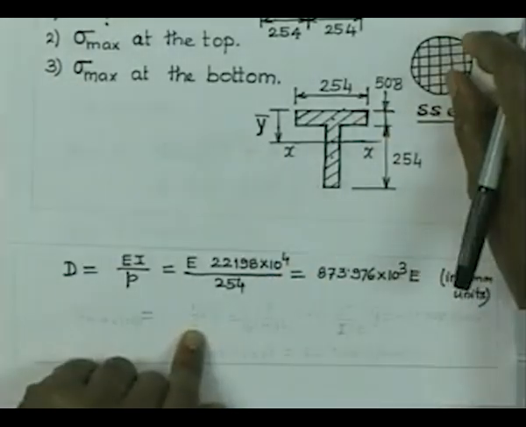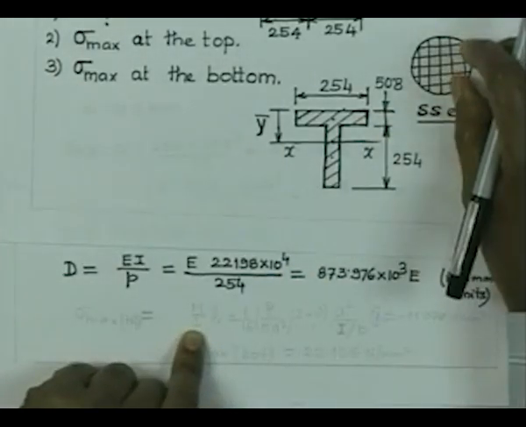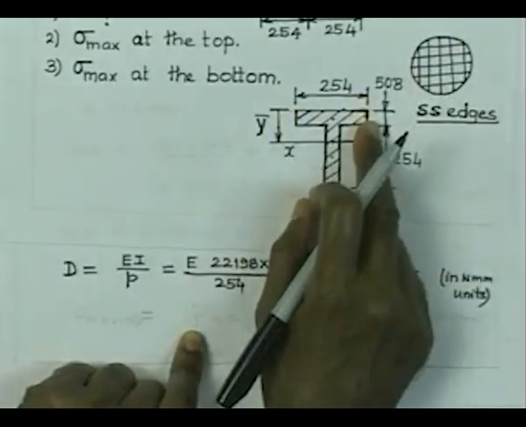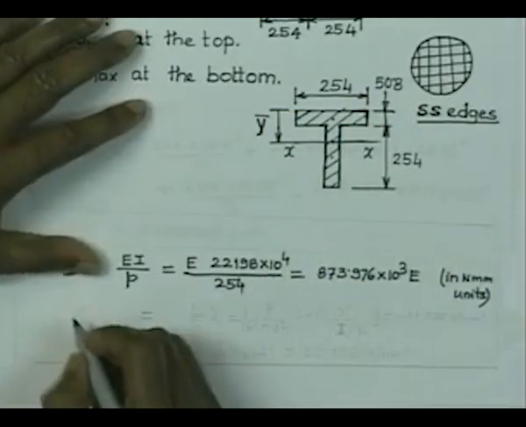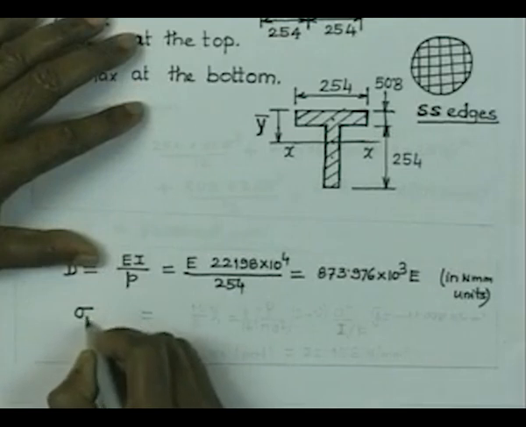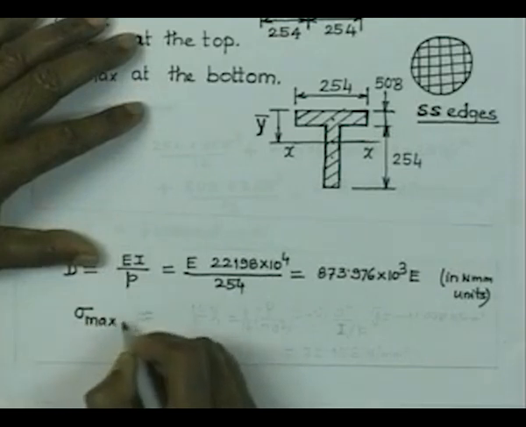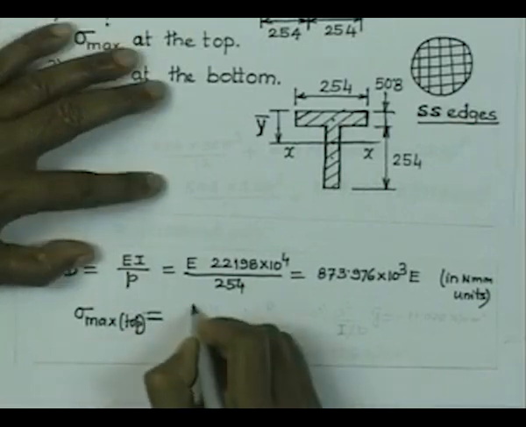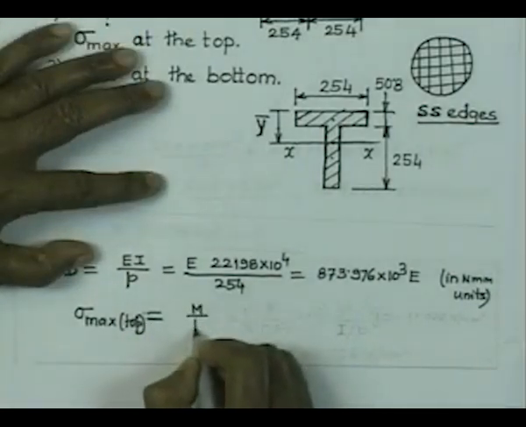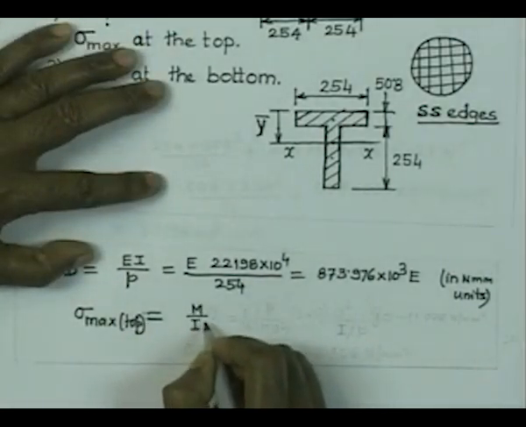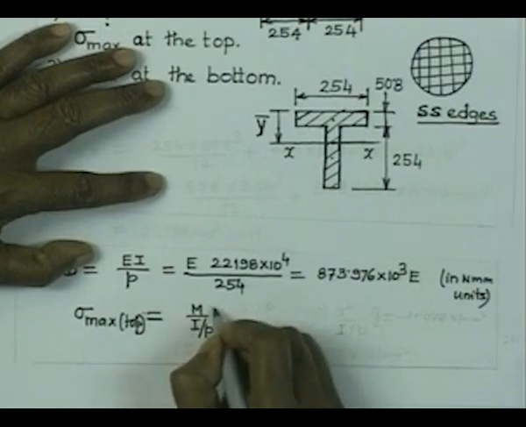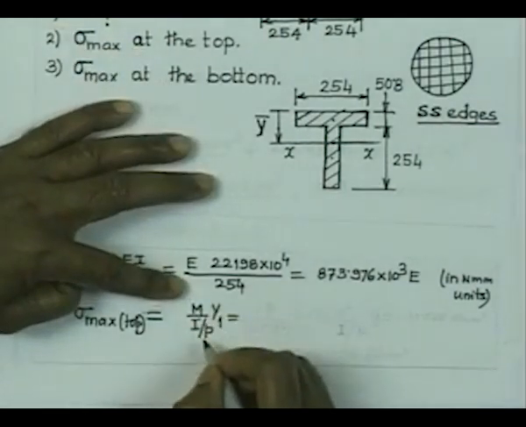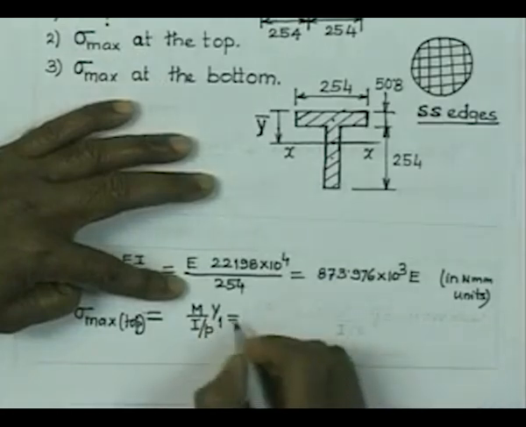Now, obviously, this I that we have calculated is for a pitch length of 254, and this I should be calculated per unit length. So, therefore, we can now write that the maximum stress for this problem, at the top, is nothing but M by this I per unit length, that is M by I into y1, because this moment is given per unit length. So, therefore, this has got to be also per unit length.